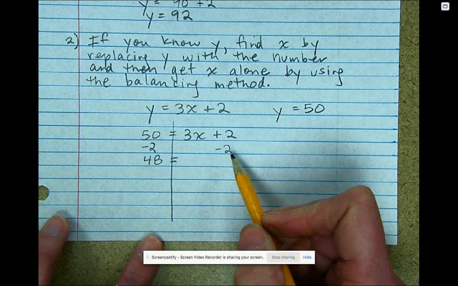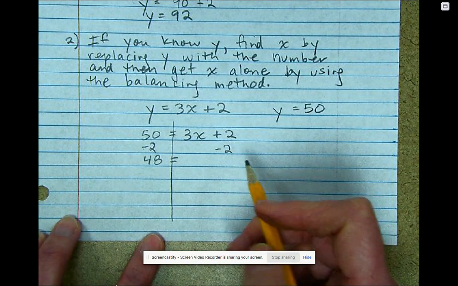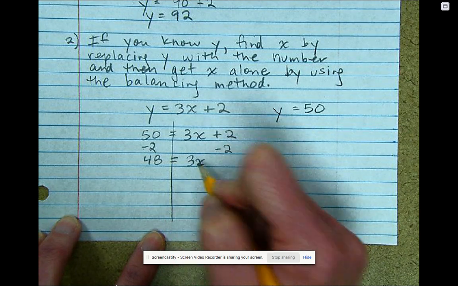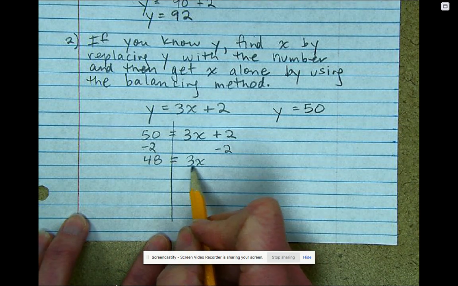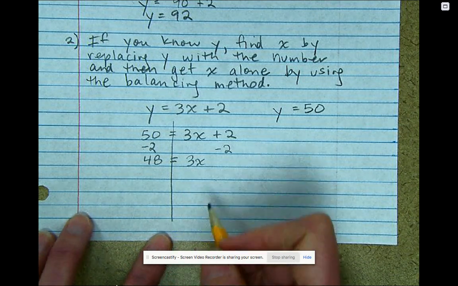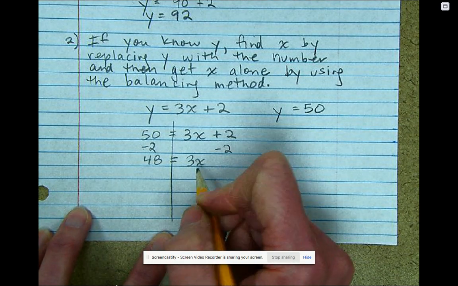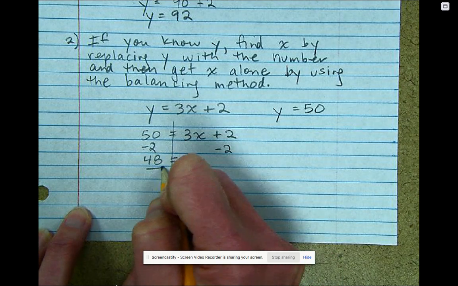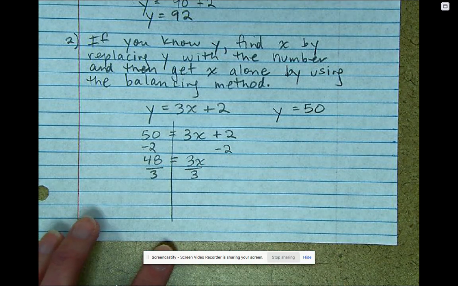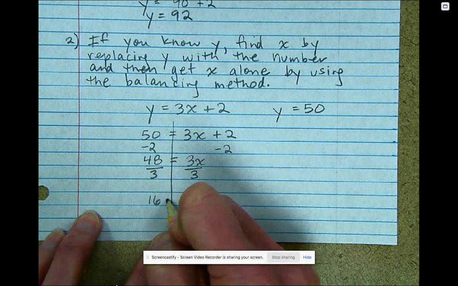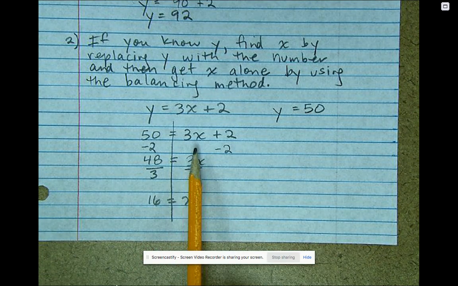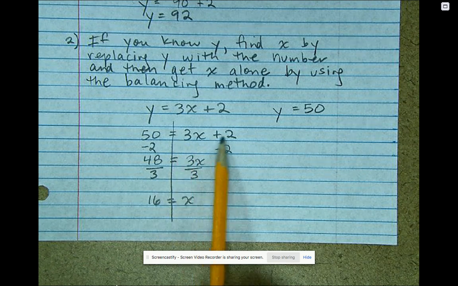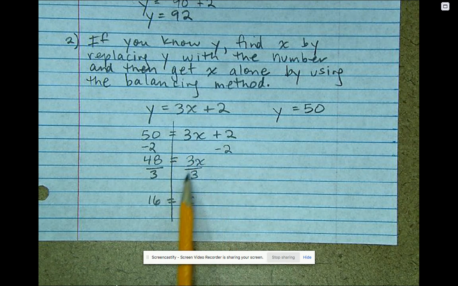And then if I take those 2 coins off of this side, I get 3x over here. I still want to know what x is, so to remove that multiplication, I'm going to do the opposite operation. I'm going to divide both sides by 3. And what's 48 divided by 3? That's equal to 16. With this one, it was a little bit trickier because my variable was mixed with these numbers, so I had to keep undoing until I got it alone.